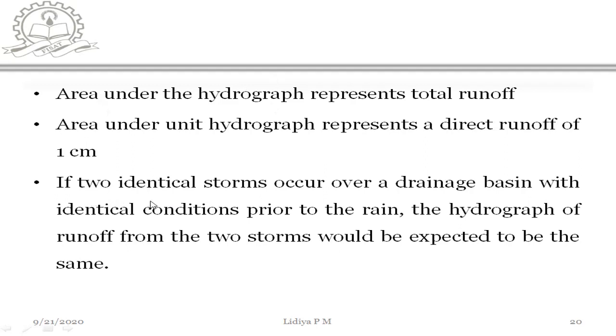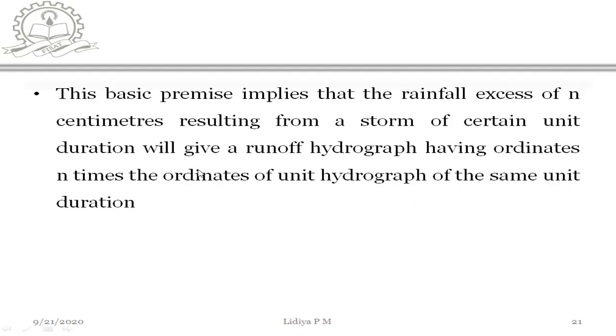Then next, one of the properties of this: if two identical storms occur over a drainage basin with identical conditions prior to the rain, the hydrograph of runoff from the two storms would be expected to be the same. That is, if you consider the same drainage basin and having identical rain, then the hydrograph will be same. Then this basic premise implies that the rainfall excess of n centimeters resulting from a storm of certain unit duration will give a runoff hydrograph having ordinates n times the ordinates of unit hydrograph of the same unit duration.